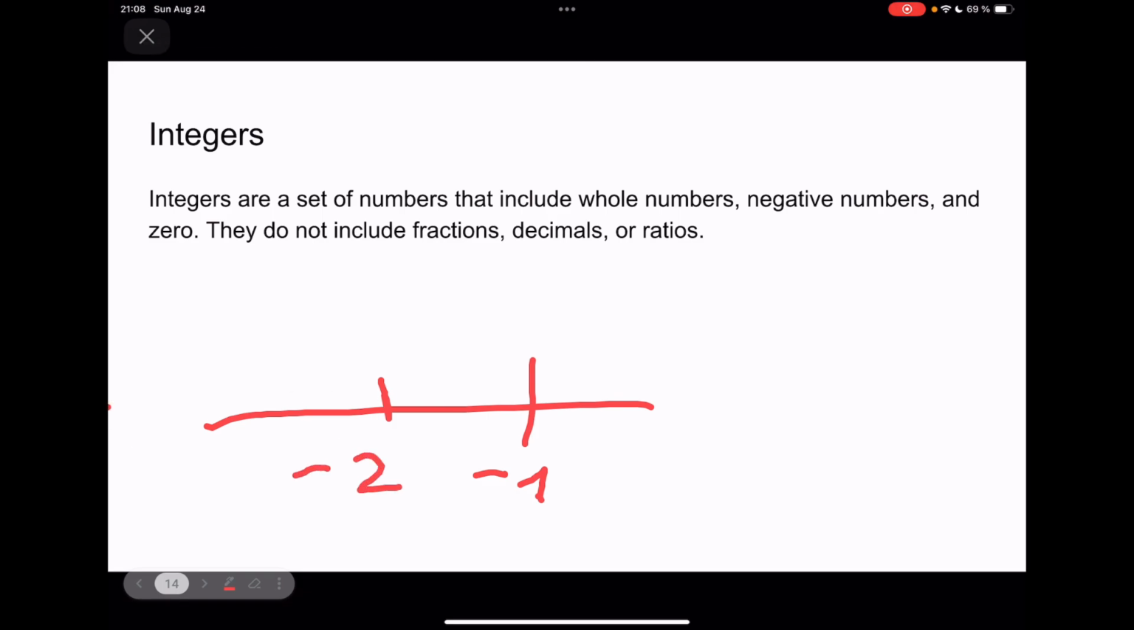Negative 2. So essentially, it can't be anywhere in between these numbers. It can't be negative 1.5. It can't be negative 1/2. It can't be negative 3 over 4. It can just be 0, 1, 2, 3, 4, 5, negative, and so on. You understand? I sure hope. Whole numbers.